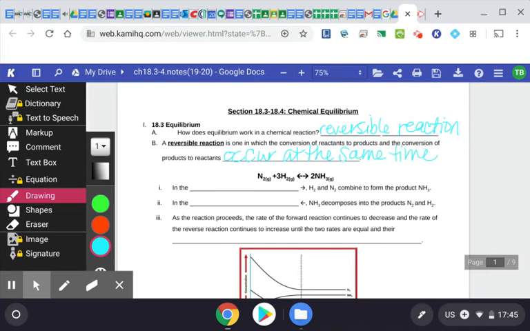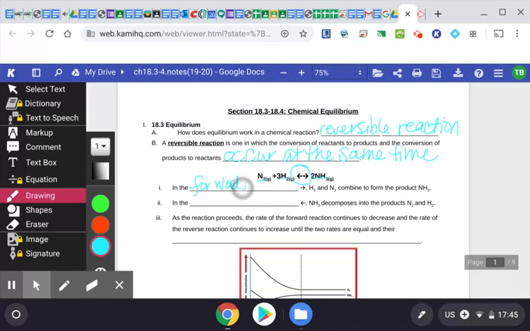And we know we have a reversible reaction because of this double-sided arrow. The double-sided arrow shows us that the reaction can go in both directions. Now, in this reaction here, we see nitrogen reacting with hydrogen gas to produce ammonia. Or if we look at it in the opposite direction, we see ammonia decomposing to produce hydrogen gas and nitrogen gas.